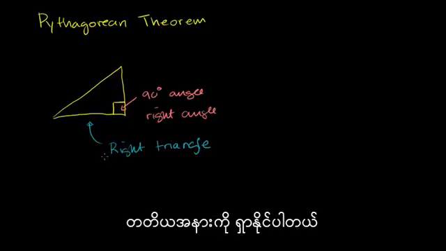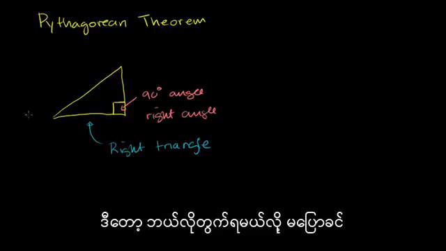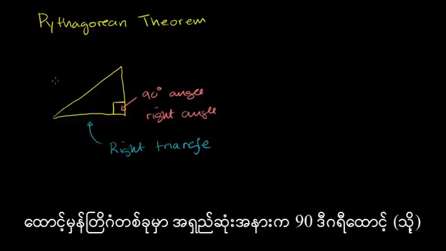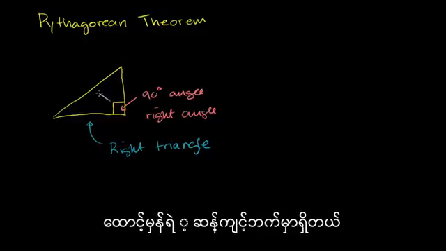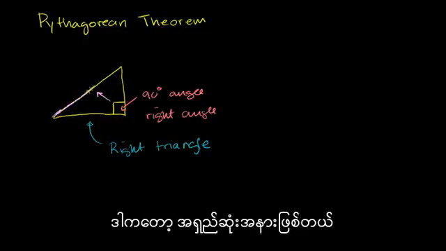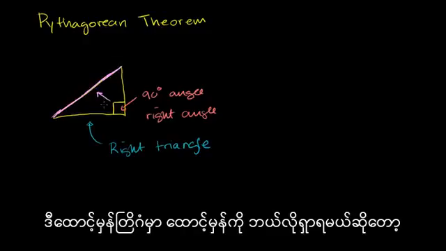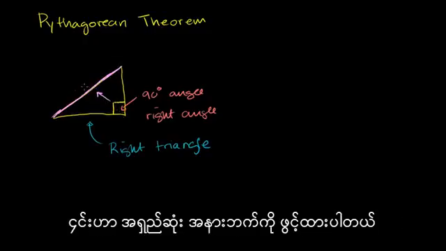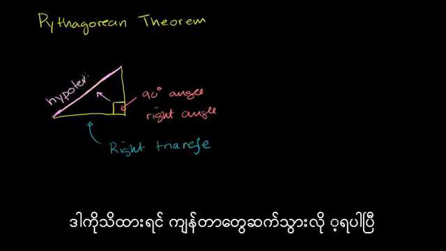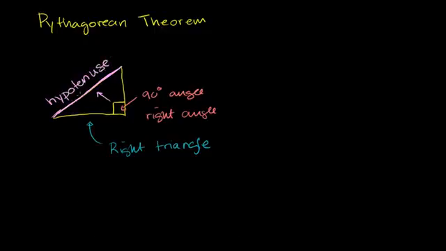Now, with the Pythagorean theorem, if we know two sides of a right triangle, we can always figure out the third side. Before I show you how to do that, let me give you one more piece of terminology. The longest side of a right triangle is the side opposite the 90 degree angle, or opposite the right angle. In this case, it is this side right here. This is the longest side. That longest side is called the hypotenuse. And it's good to know because we'll keep referring to it.